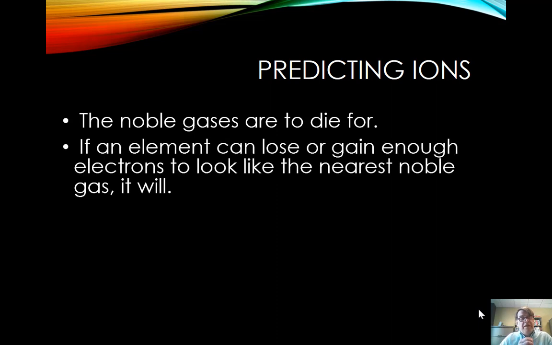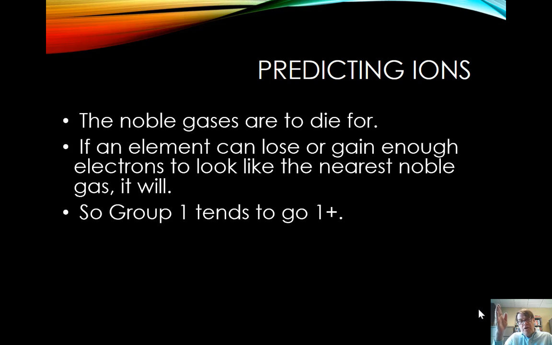And so if an element can either lose or gain enough electrons to look like the nearest noble gas, it will. And so group 1, which is the far left first group of the periodic table, they tend to lose an electron, because if they lose an electron, then they're back to the full shell beneath it.